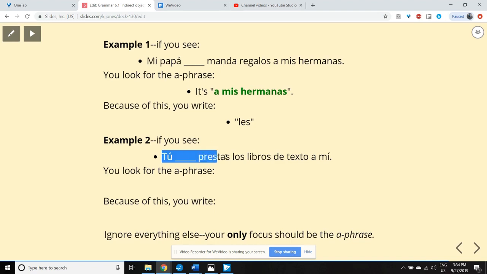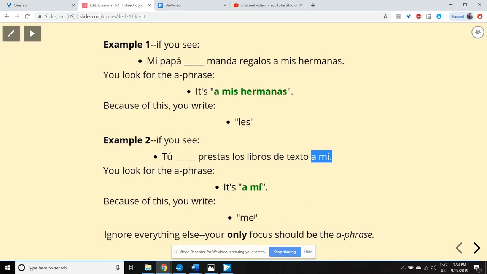So if you had a sentence like this, "Tú blank prestas los libros de texto a mí," and you needed to produce an indirect object pronoun, the only thing you do is scan, scan, scan. Oh, there's my a phrase. Super, it's a mí. When this is the case, we have to use the indirect object pronoun me. That's it. Tú me prestas los libros de texto a mí is correct.